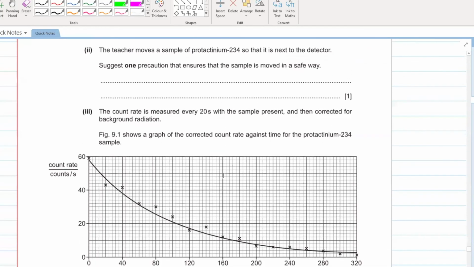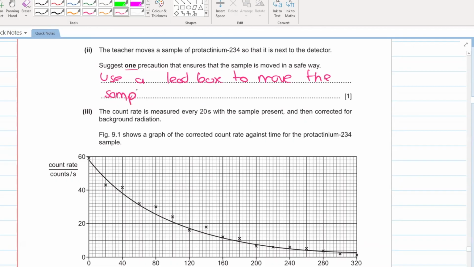Let's further move ahead. The teacher moves a sample of protactinium 234 so that it is next to the detector. Suggest one precaution that ensures that the sample is moved in a safe manner. You can use a lead box to move the sample.